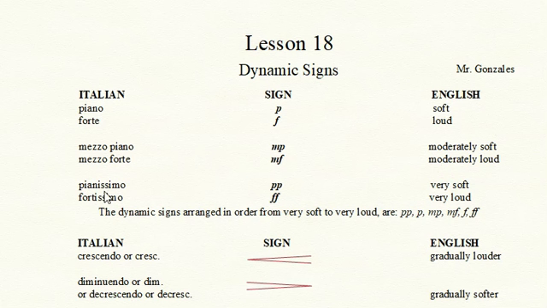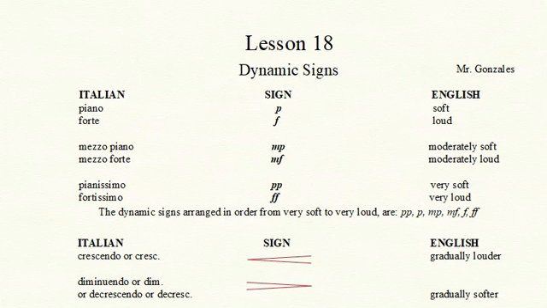Here we see the Italian word pianissimo. The suffix issimo means very. Here is the sign for pianissimo, and here is the English translation for pianissimo, very soft. Here we see the Italian word fortissimo, the sign for fortissimo, and the English translation for fortissimo, very loud.